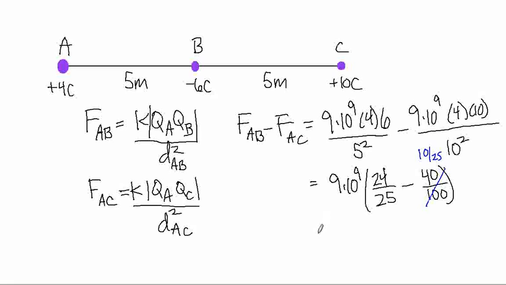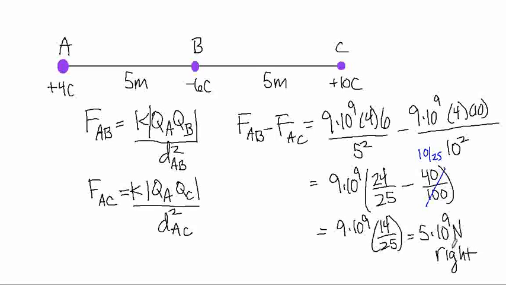So that gives 9 times 10 to the 9 times 14 divided by 25. All right, so that is positive, so we know that the total force is going to be to the right. So that gives 5 times 10 to the 9 newtons to the right. All right.